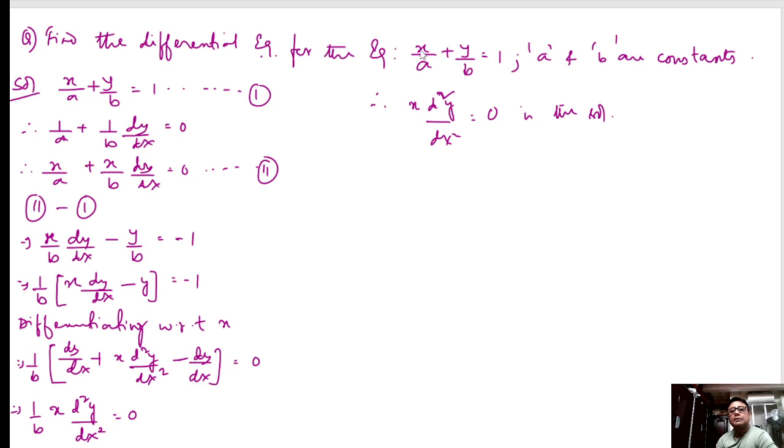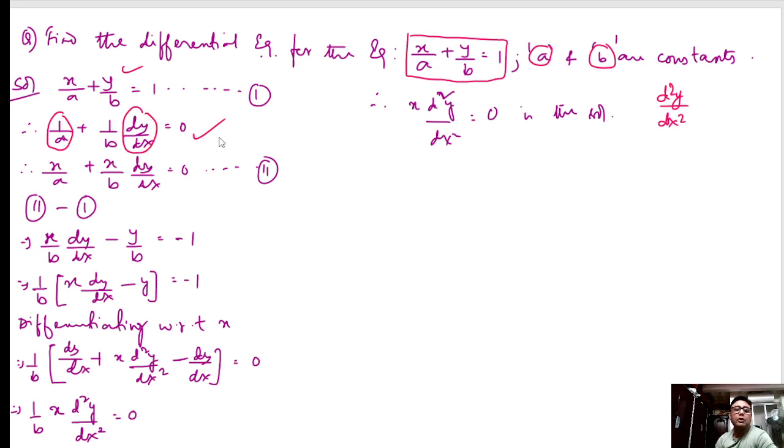Next, this is the equation given. A and B are constants, so there are two constants. That means we have to do up to the second order differentiation. So first differentiating, x becomes 1, y becomes dy by dx. From there we multiply this equation by x, so we get this, and now this minus this, if I do, we will get this. So 1 by b of this is minus 1.